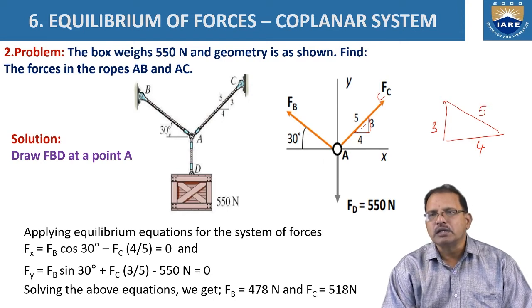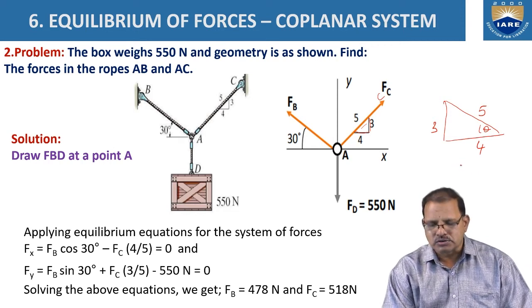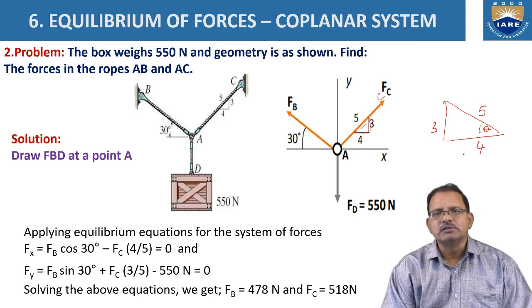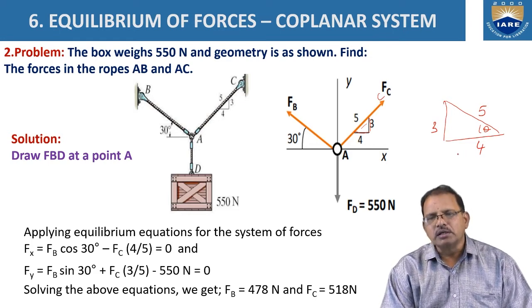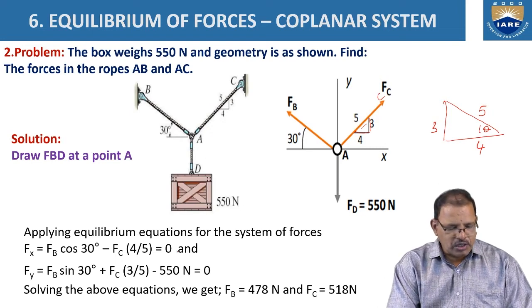Now, it becomes sin 30 is equal to, according to this one, sin theta is equal to 3 by 5, which is equal to 0.6. Cos theta is equal to 4 by 5, which is equal to 0.8, and so on. So, this is useful for determining the values of sin theta, cos theta and tan theta and so on.